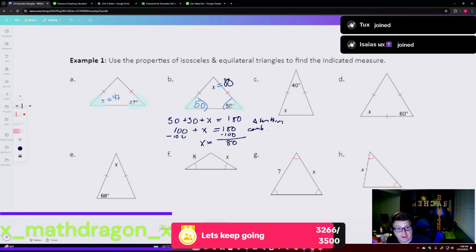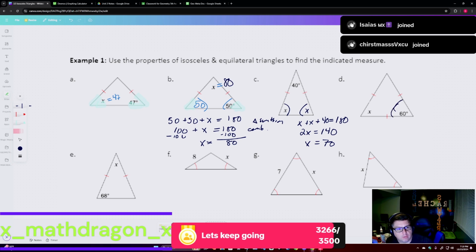In that same idea, I know this angle's x, so I know this angle's x. So x plus 40 equals 180. Or that's 2x equals 140, or x equals 70.